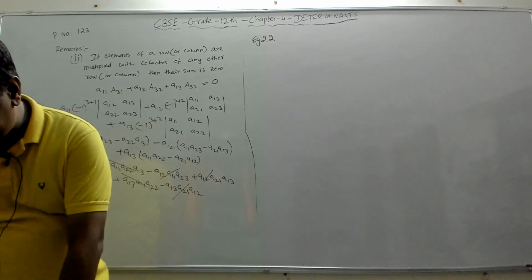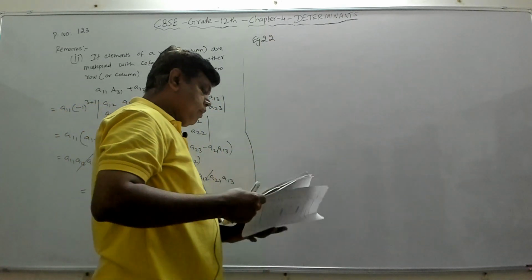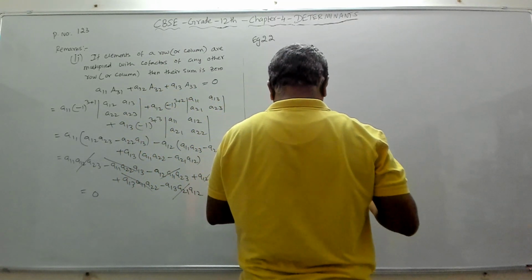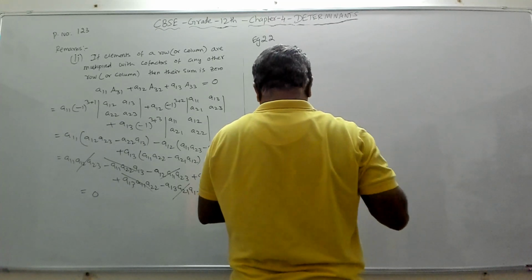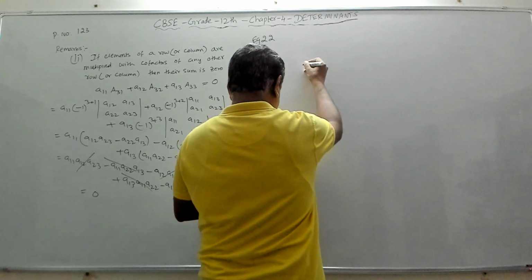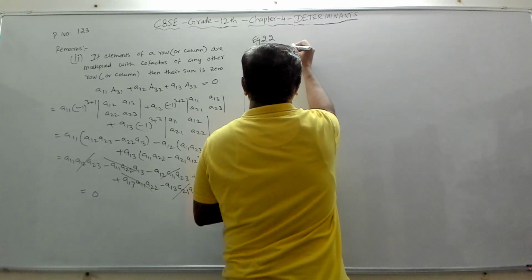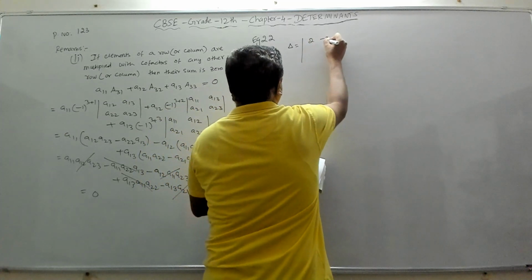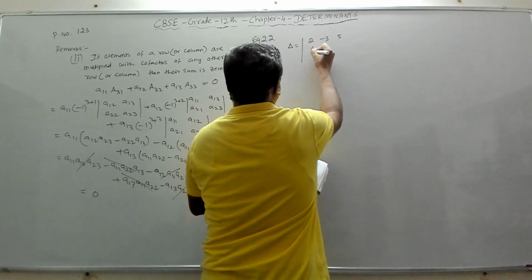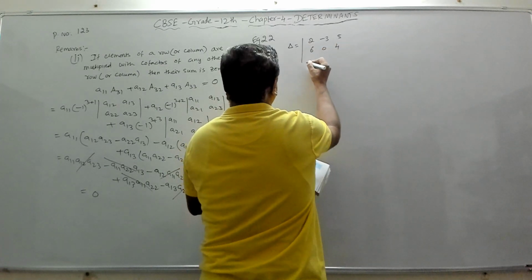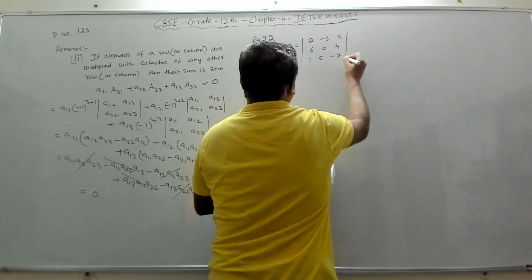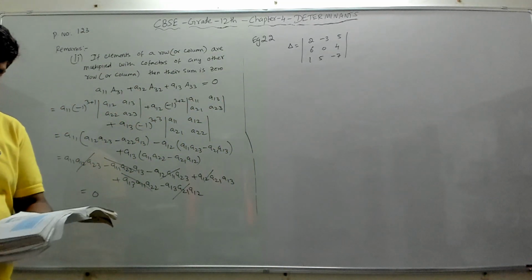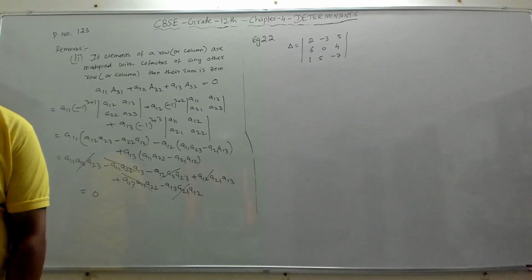Find the minors and cofactors of the elements of the determinant and verify the result. So what is given? We have to find the minors and cofactors of the elements of the determinant. So the determinant is, suppose this is delta, 2 minus 3 5, 6 0 4, 1 5 minus 7. So this is your determinant, and we have to find the minors and cofactors of its elements.